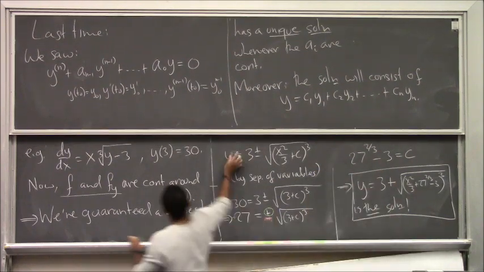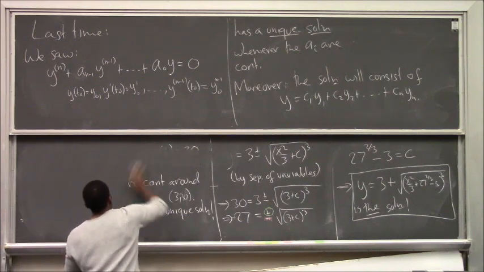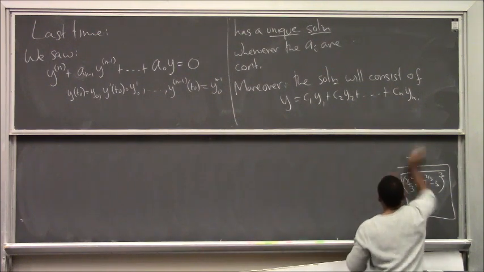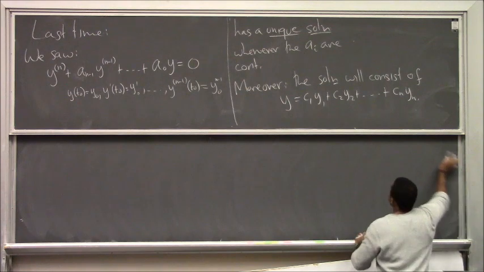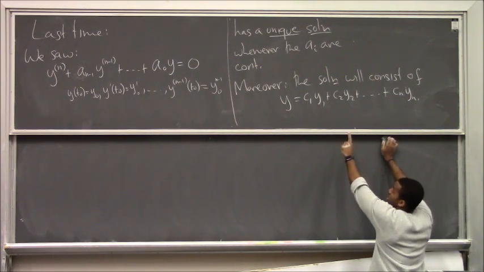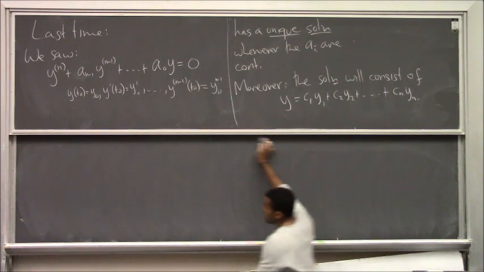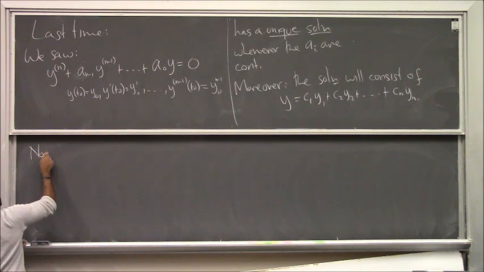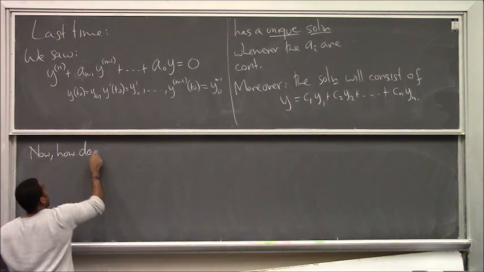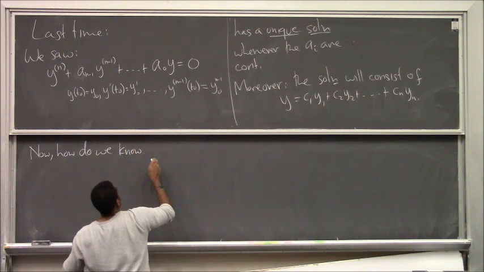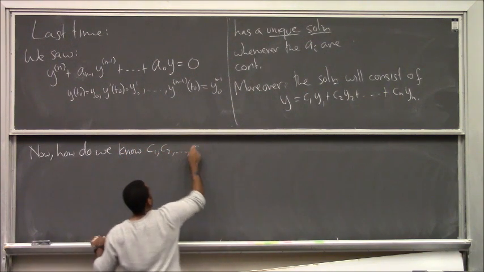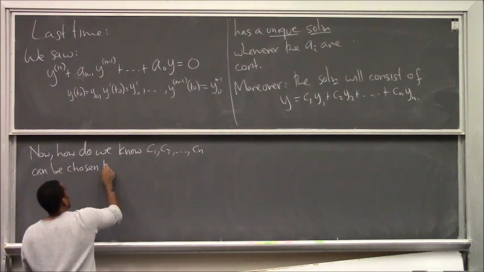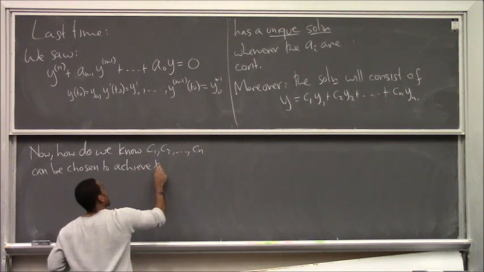Okay, so now, let's talk more about satisfying the initial conditions, because in figuring this out, I never actually touched the initial conditions. Now, how do we know C1, C2, up to Cn can be chosen to achieve the initial conditions?